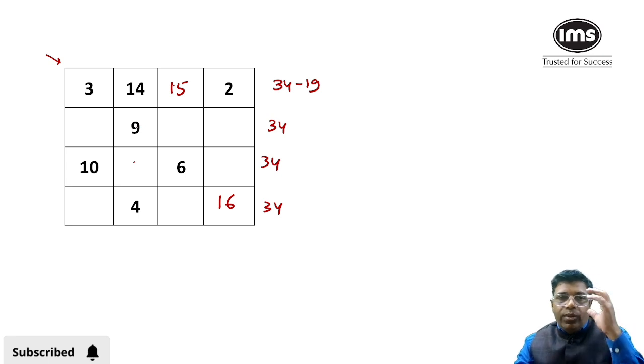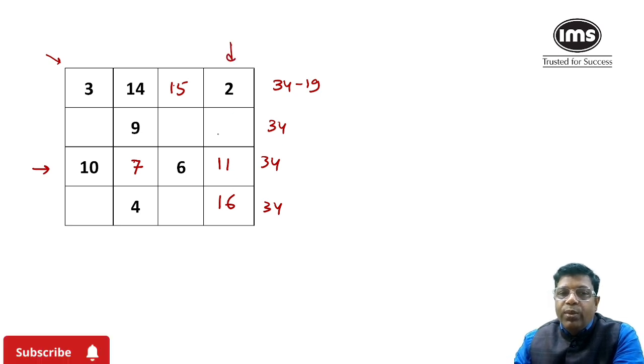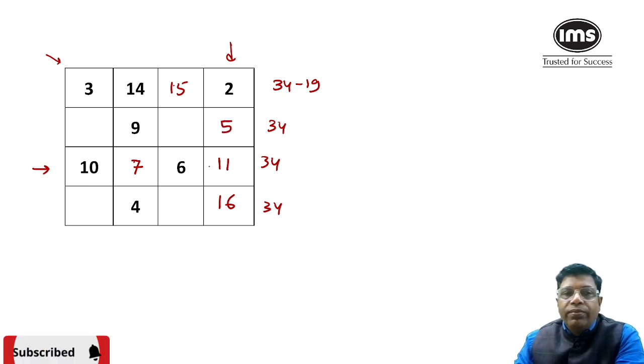Now you can fill this box. 14 plus 9 is 23. 23 plus 4, 27. 27 plus 7 is 34. Now you can look at this row. 17 plus 6, 23. 23, 11 will become 34. Look at this column. 16 plus 11, 27. 27 plus 2, 29. So this number will become 5.